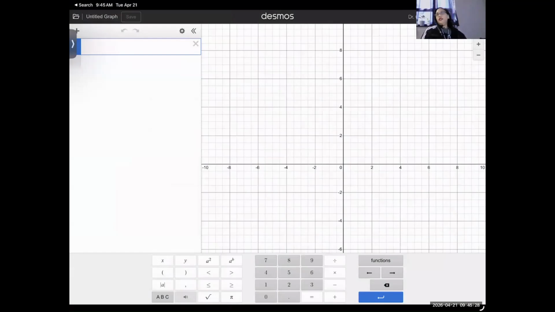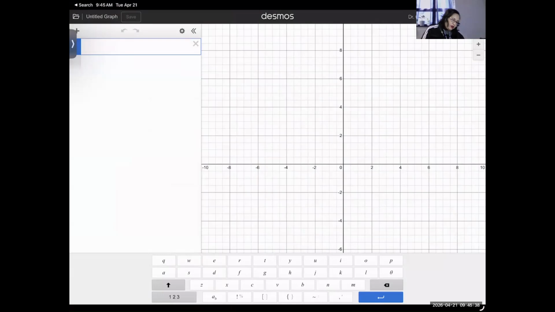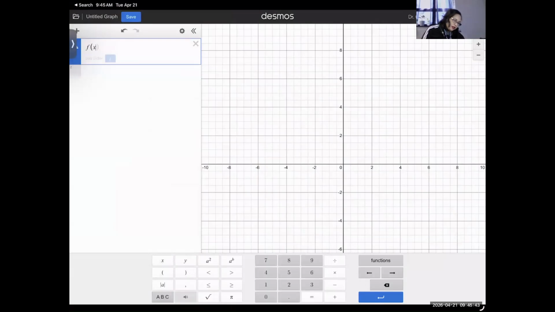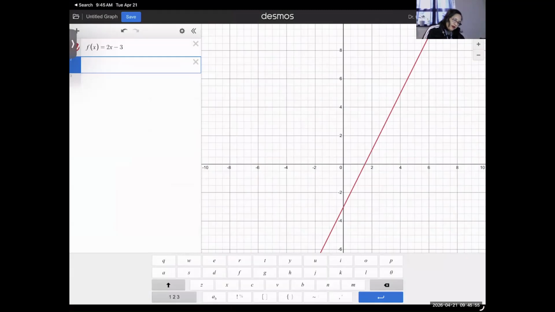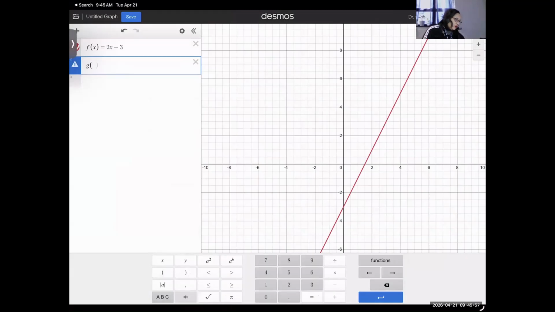If you want to take anything advanced, then you should use f of x, right? But if you're using your phone, that might be a little tedious because you have to go back and forth between screens. So f of x equals 2x minus 3. And then the other one, you would have to say g of x. But you can also use just y, okay? You can say y equals, totally up to you.